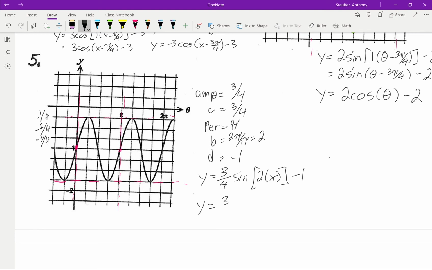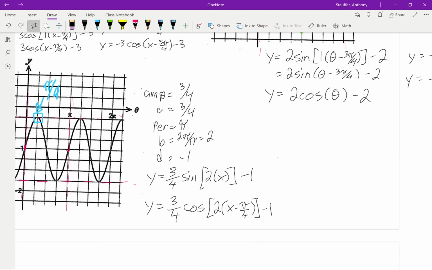Y equals 3 over 4 cos, and then 2. Looking for my cos, my cos starts at the top and then moves downwards. So this right here would be at pi by 4, because again we're breaking it into quarters. So I get 2x minus pi by 4, and then minus 1. And again, we notice between sine and cos, we just have that shift of pi by 4 units to the right.